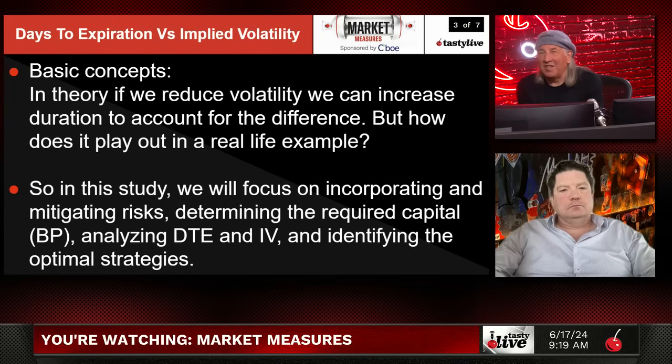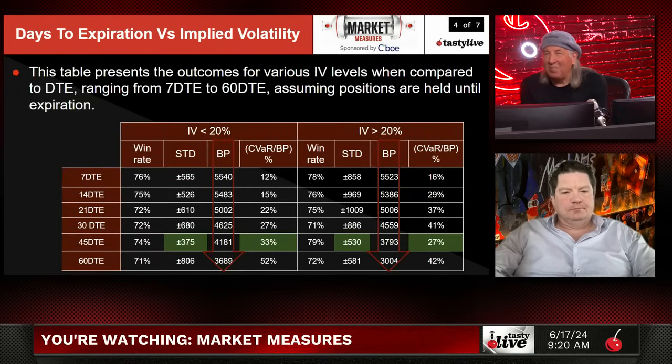So, basic concepts. In theory, if we reduce volatility, we can increase duration to account for the difference. But how does it play out in a real life example? In this study, we focused on incorporating the mitigating risks, determining the required capital, the buying power required, analyzing the days to expiration and implied volatility, identifying the optimal strategies. Lots to unpack here. This table presents the outcomes for various implied volatility levels when compared to days to expiration, ranging from 7 to 60 days, and assuming that the positions are held to expiration.